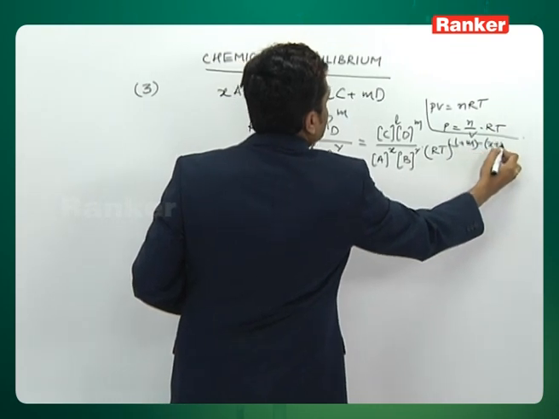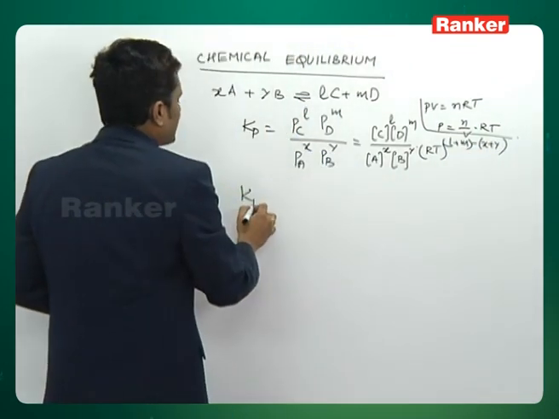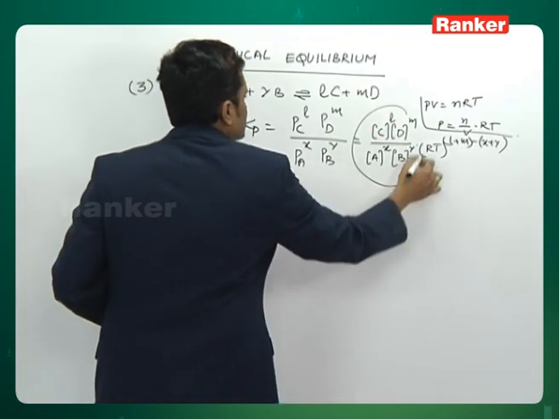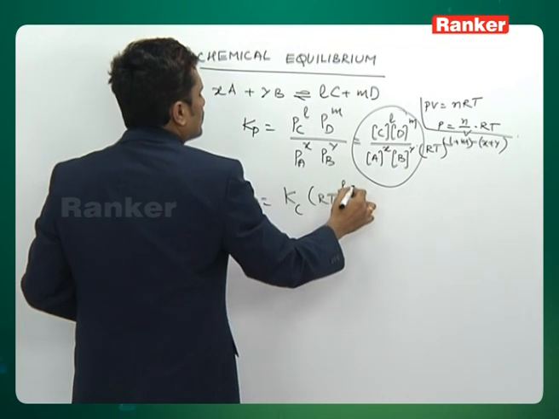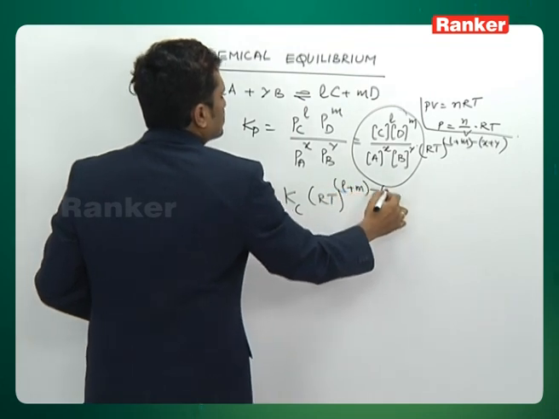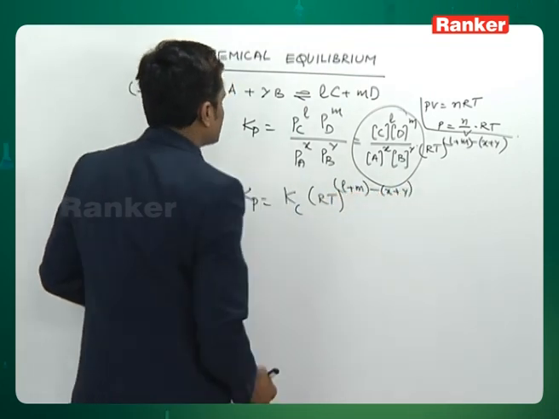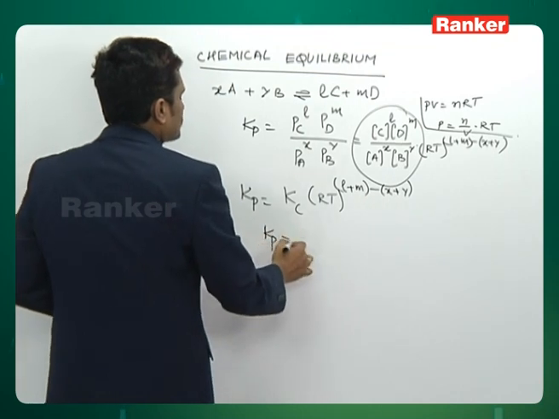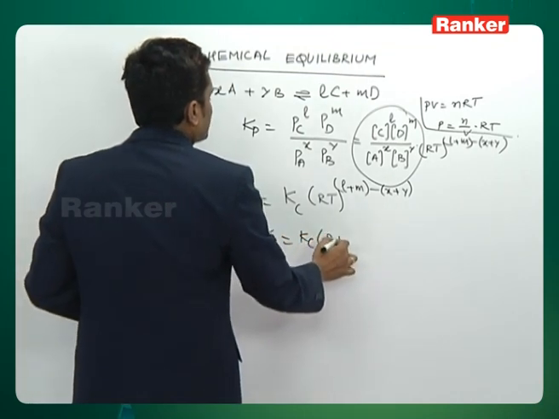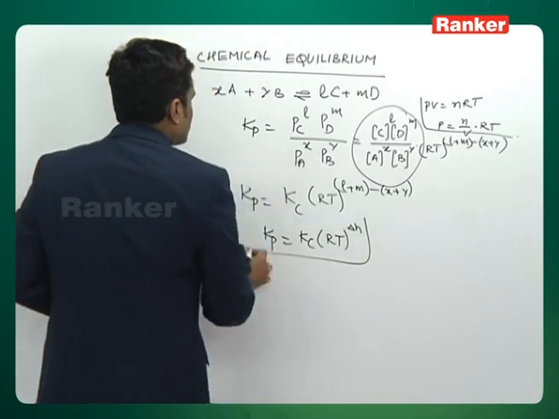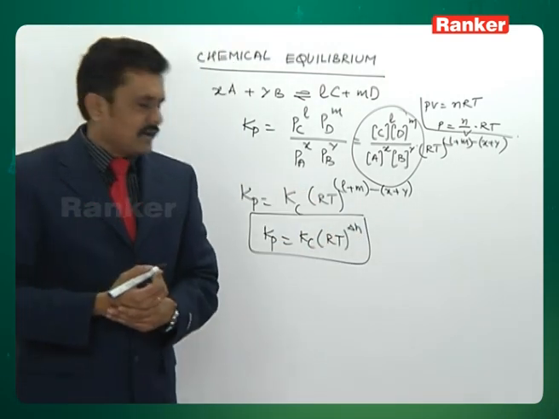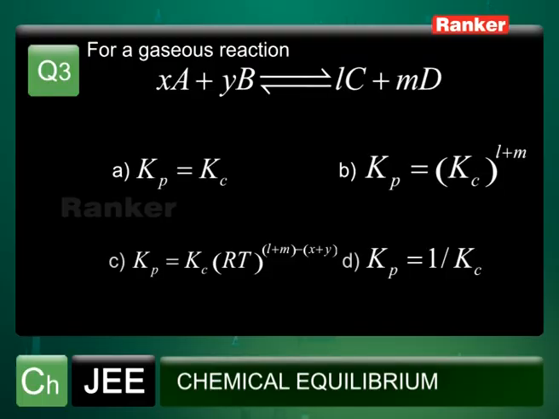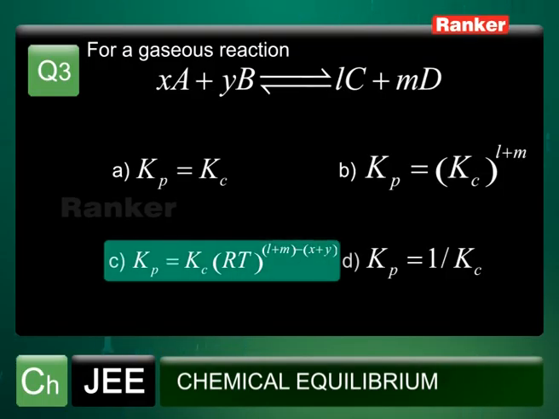minus X plus Y. So therefore, when I write Kp, you know that this stands for Kc into RT whole power L plus M minus of X plus Y, that is nothing but the delta n. So you can see here clearly, this indicates that delta n is the moles of gaseous products minus moles of gaseous reactant. Hence option C is the correct answer for the given question.